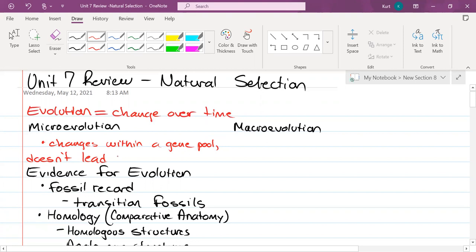So in this classroom, we have four humans. I see lighter hair, I see darker hair, I see lighter eyes, I see darker eyes, I see different shapes of faces, different heights, different colors, different body types. These are all just variations, but we're all Homo sapiens. That's going to be microevolution. Then macroevolution are going to be dramatic changes in the gene pool that do lead to speciation.